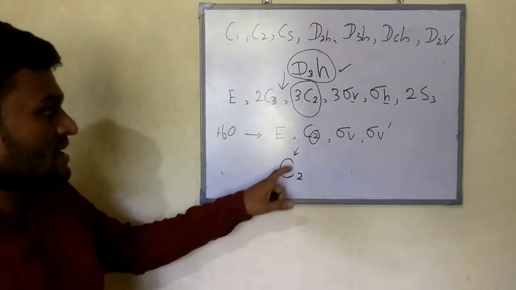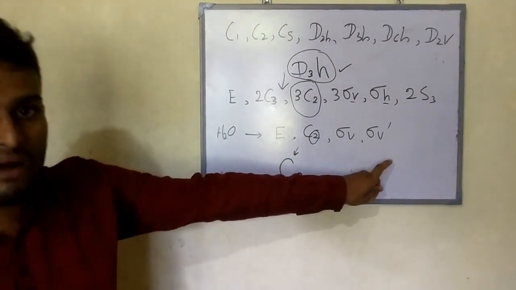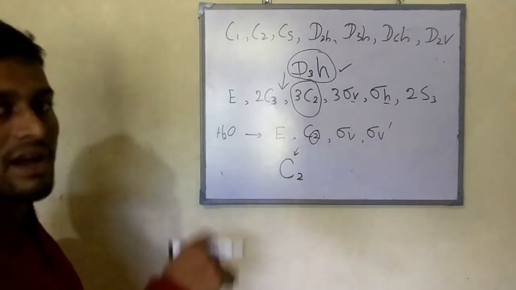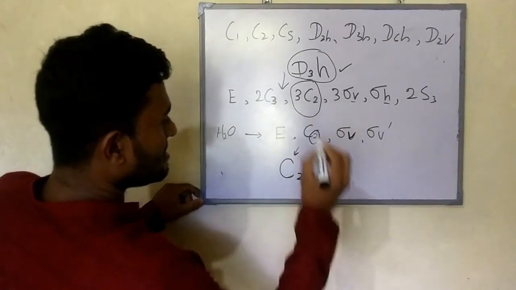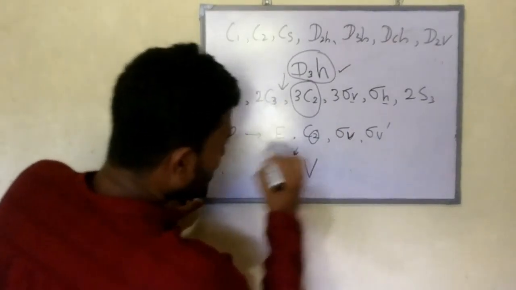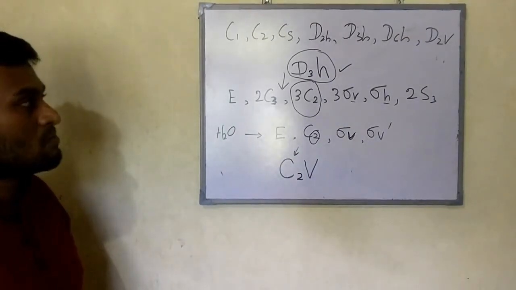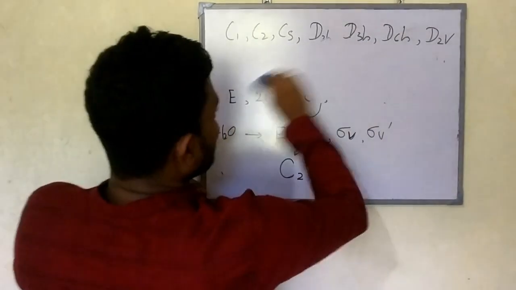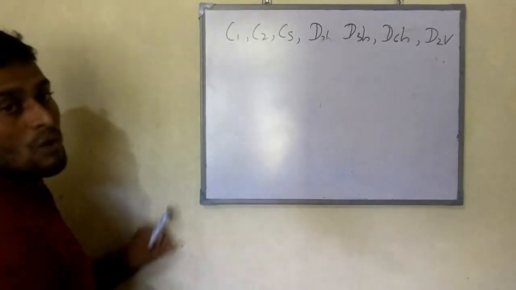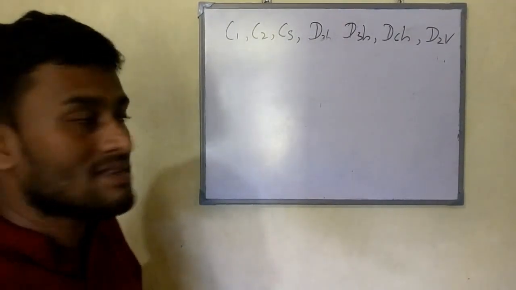For this one, here you cannot find sigma H. Then only you can go for the sigma V. So here sigma V is there. So this is the C2V group. So that is how you are going to know which point group is there.